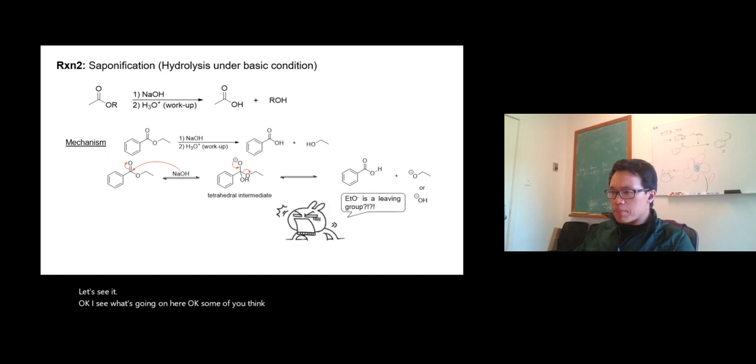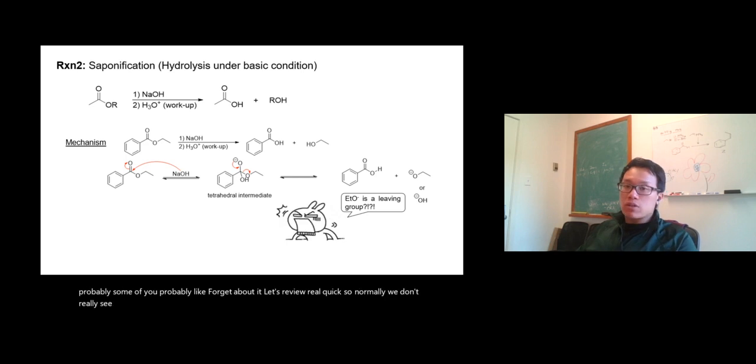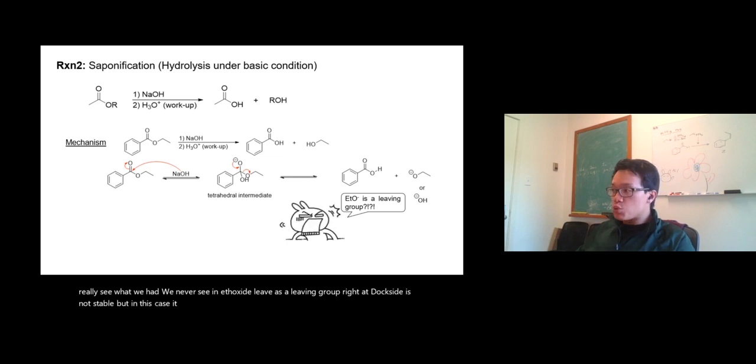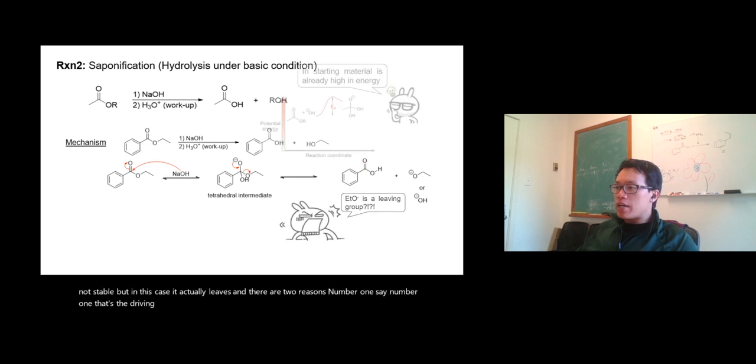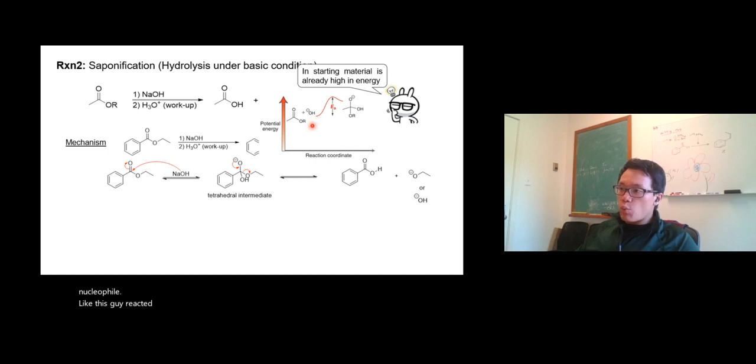We mentioned this before, but some of you probably forget about it. Let's review real quick. Normally, we never see an ethoxide leave as a leaving group, right? Ethoxide is not stable, but in this case, it actually leaves, and there are two reasons. Number one, C double bond O, that's a driving force. Number two, we started out with a reactive nucleophile. If you take a look, one of them has a negative charge, so this is a reactive nucleophile.